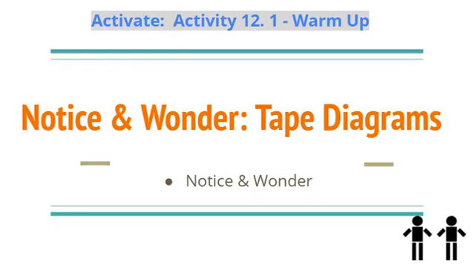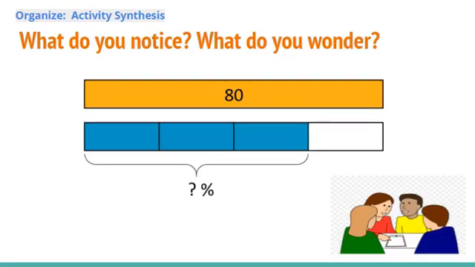So first thing we're going to do is a little noticing and a little wondering with some tape diagrams. If we take a look here, in this orangish color we've got 80, and then below that we've got another tape diagram broken into 4 parts. We can figure out pretty quickly that the entire tape diagram of 80 is 100%, right? So if that's true, what percentage is this shaded section here?